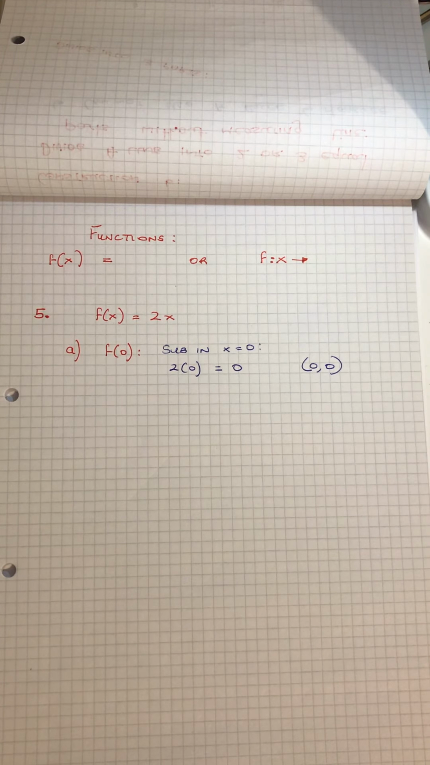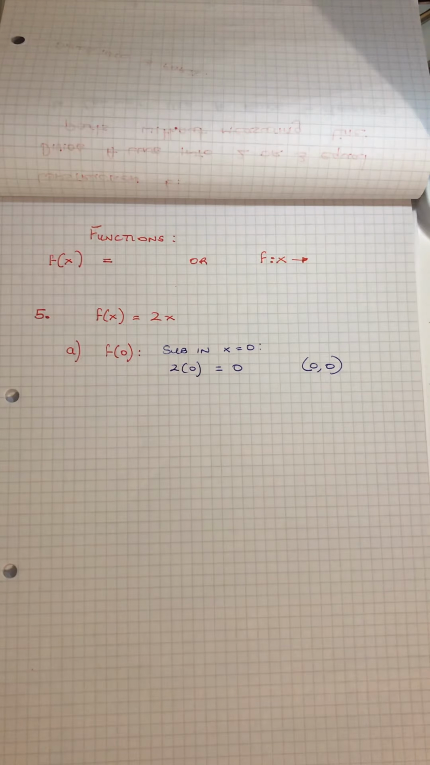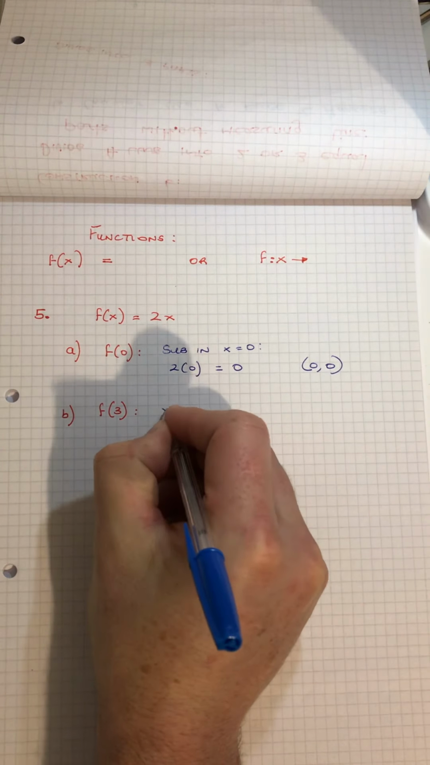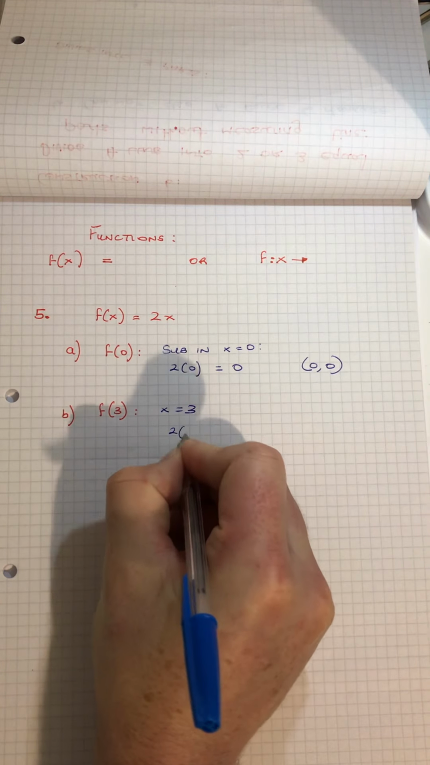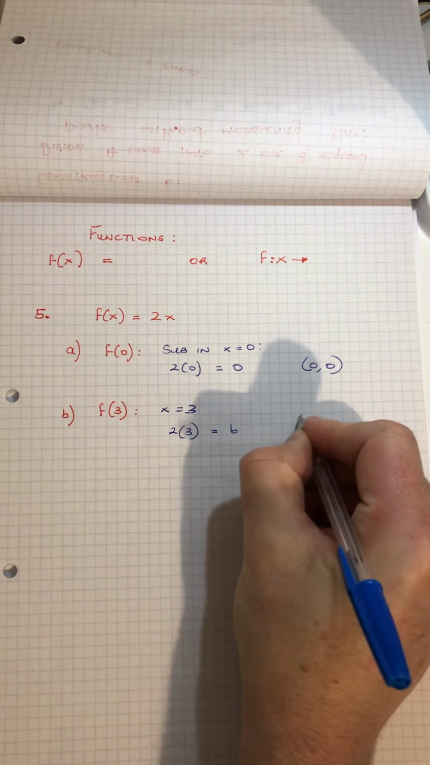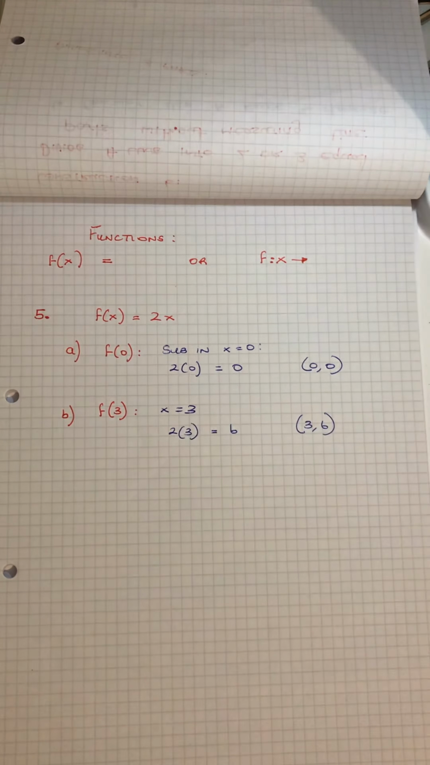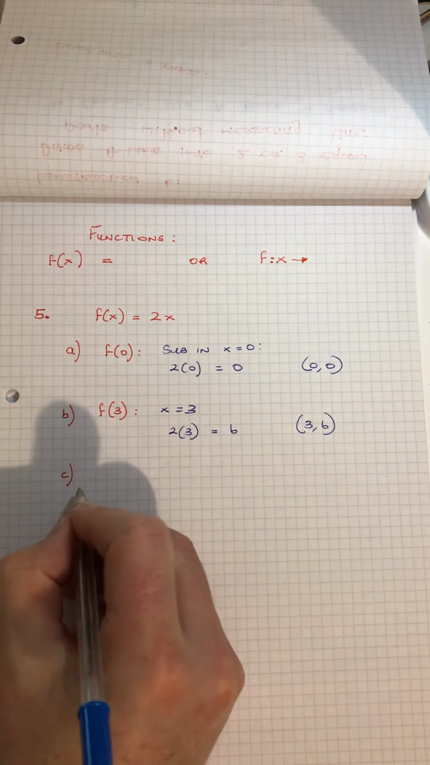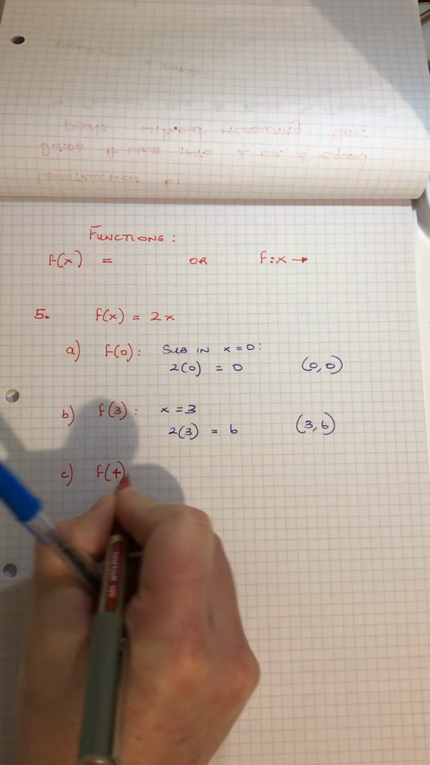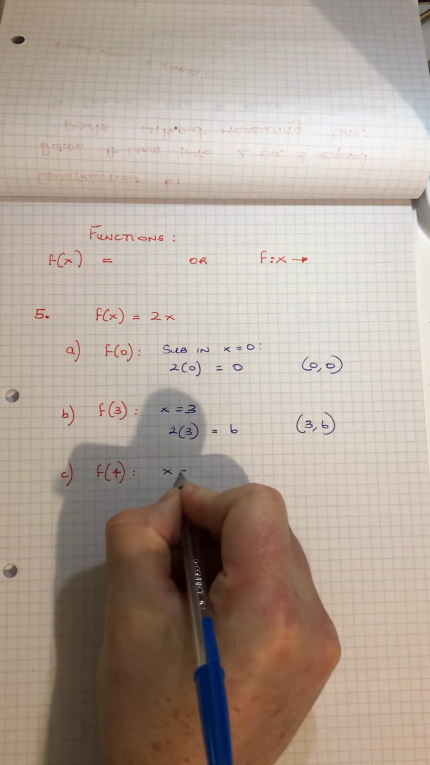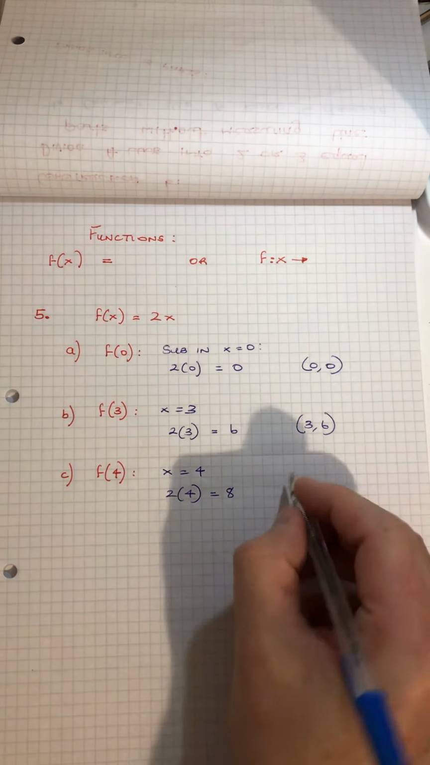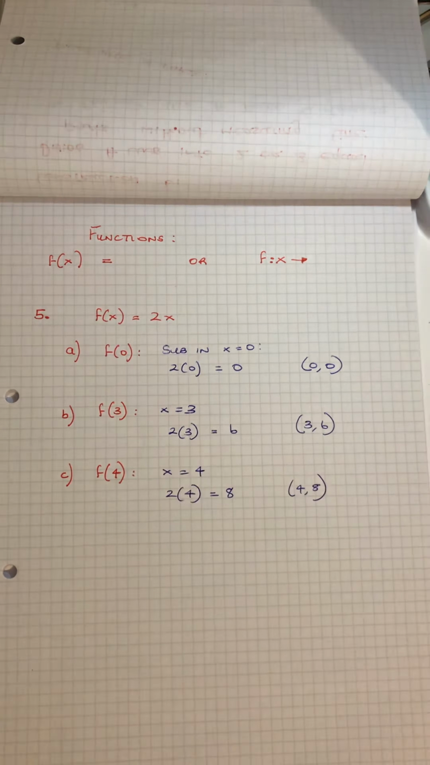Okay? So the next one, B, f of 3 would be x equal to 3. So 2 times 3 is equal to 6. So the function 3, 6. Part C, f of 4. So in this case, x is equal to 4. So 2 times 4 is equal to 8. So when you put in 4, you get out 8. Okay?